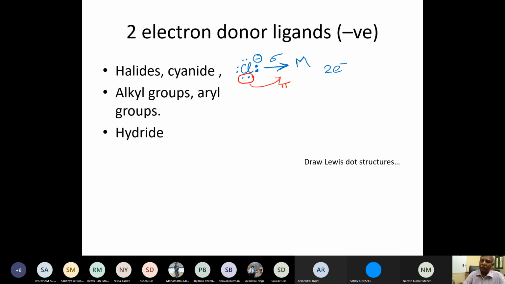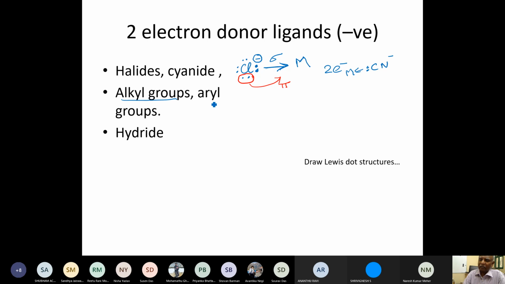Similarly, cyanide, CN minus, is also a donor. It is isoelectronic with carbon monoxide, so it's very easy to see where the 2 electrons are coming from. It's coming from the carbon end, and it can be donated to a metal as a 2-electron donor.